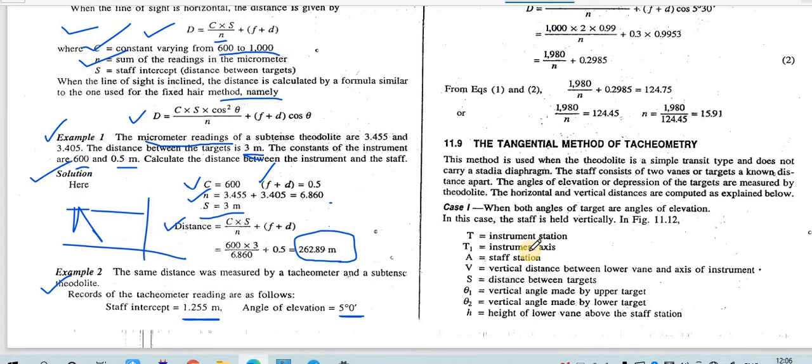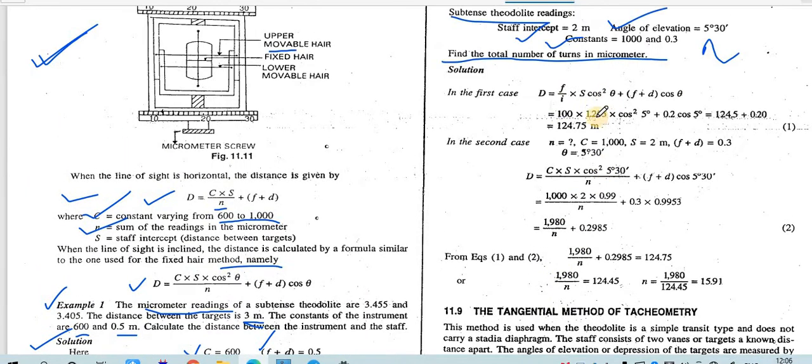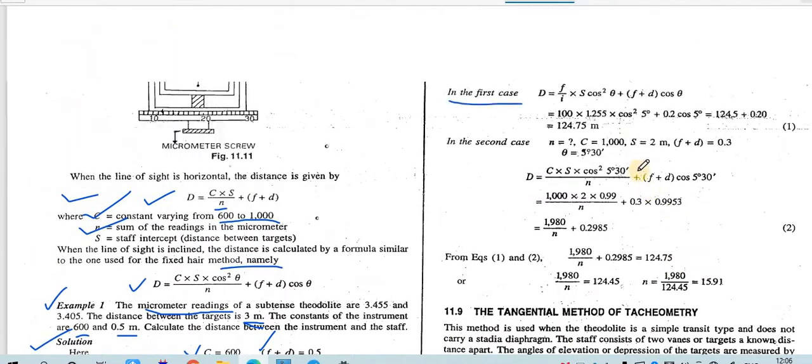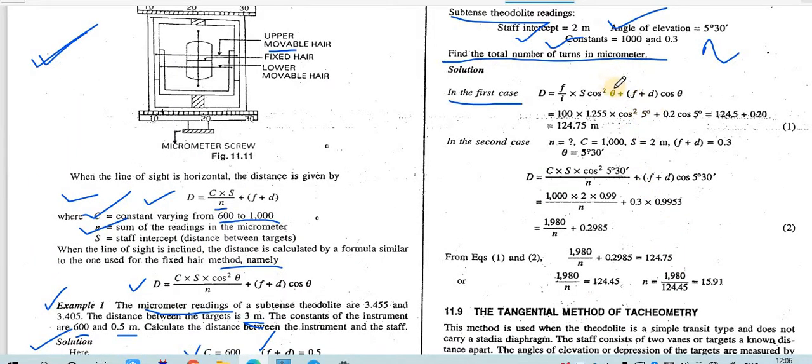Okay, so we'll try to calculate for the first case. For inclined upward, the formula is D equals C into S into cos square theta by N plus F plus D cos theta. So F by I is 100, S is 1.255 because the S value is given over here, into cos square theta, that means cos square 5 degrees. F plus D is 0.2 and cos again 5 degrees. So the final value is coming out to be 124.5 plus 0.2, which is 124.75. So this is the answer for the first case.